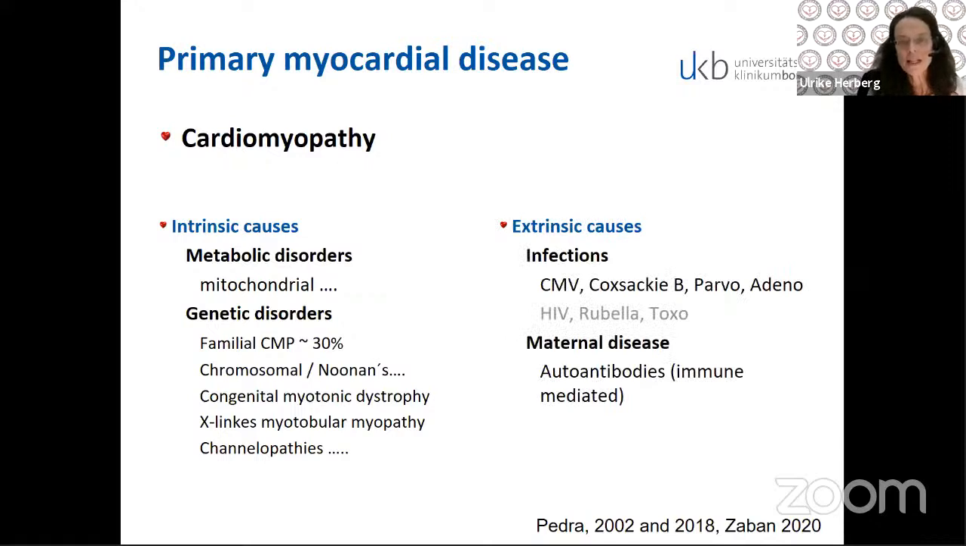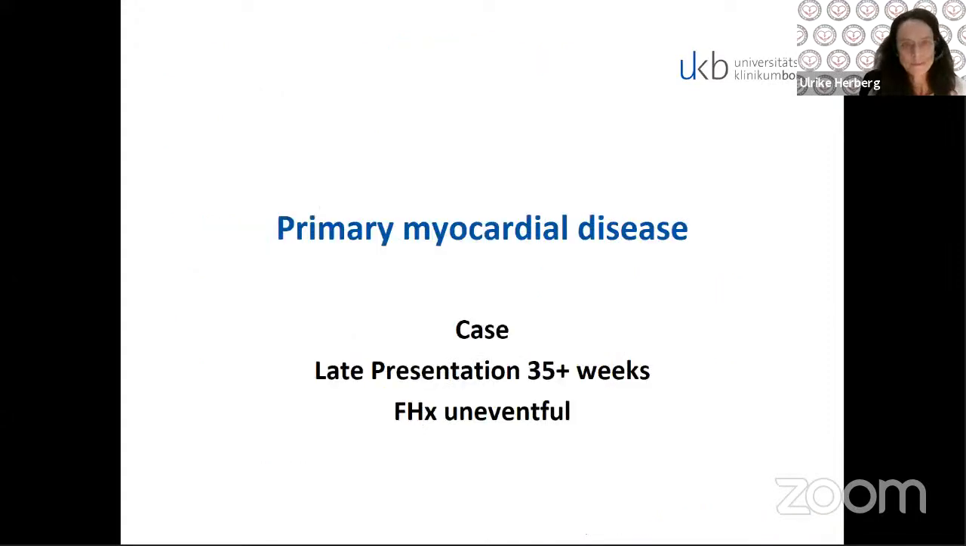Extrinsic causes like infections, CMV, Coxsackie-B, parvo, and adenovirus are the causes for myocarditis, and after myocarditis, sometimes secondary cardiomyopathy develops. We also have to mention immune-mediated diseases like lupus and other diseases with autoantibodies and immune-mediated myocarditis in the fetus.